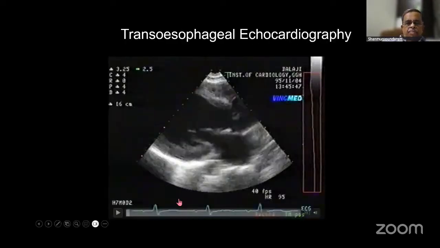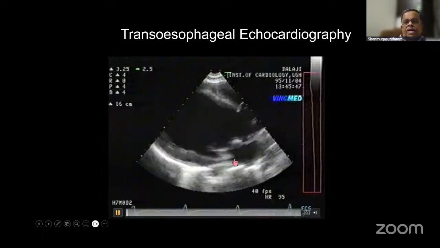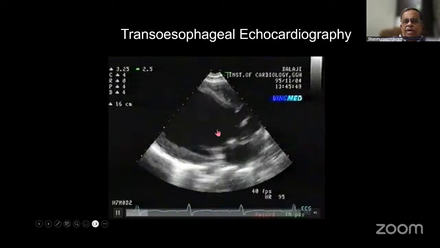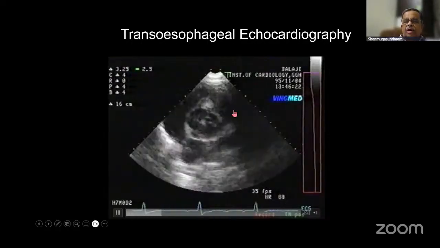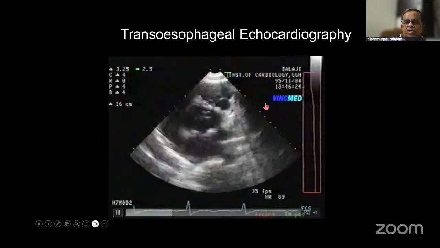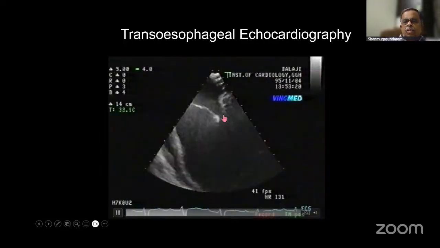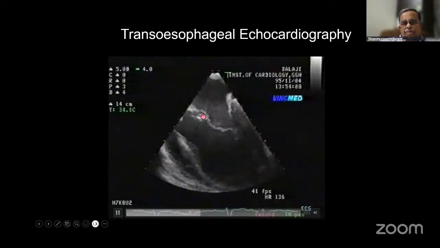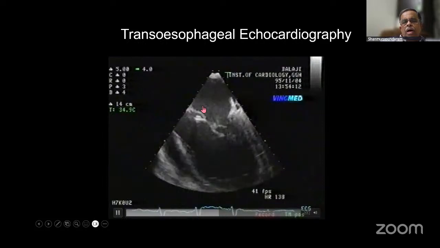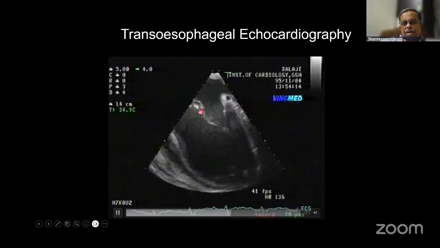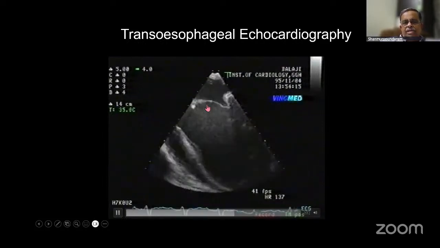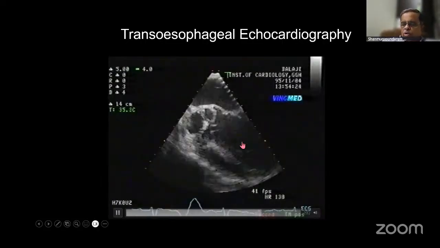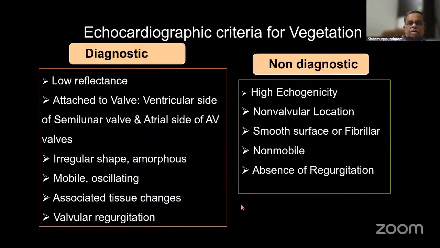Look at the usefulness of transesophageal echo. Transthoracic echo shows some thickening of the mitral valve and the aortic valve. You are suspecting infective endocarditis. Look at the way in which the transesophageal echo has helped, nicely demonstrating the vegetation on the atrial side of the AML. Not only that, look at the base of the AML. There is a cystic lesion there.